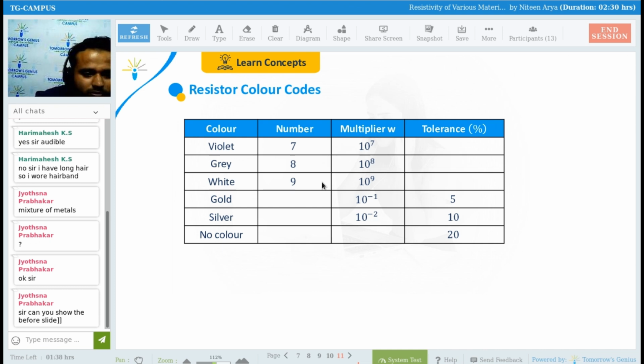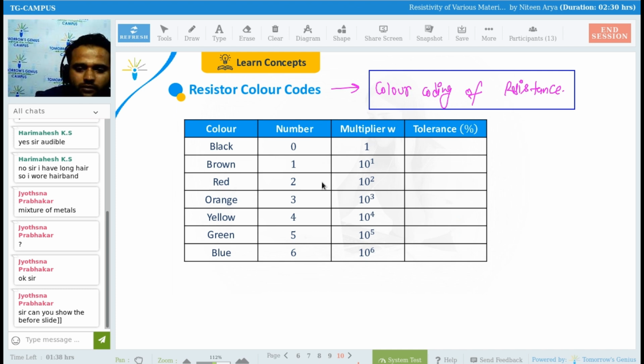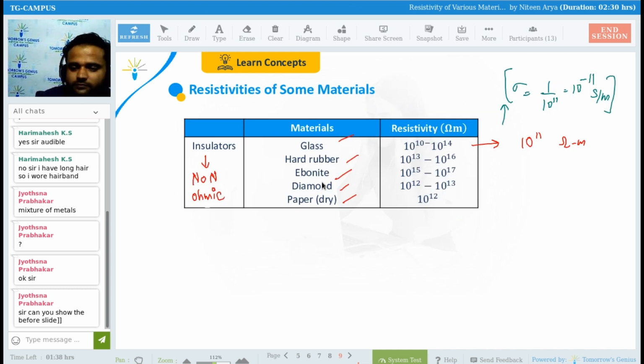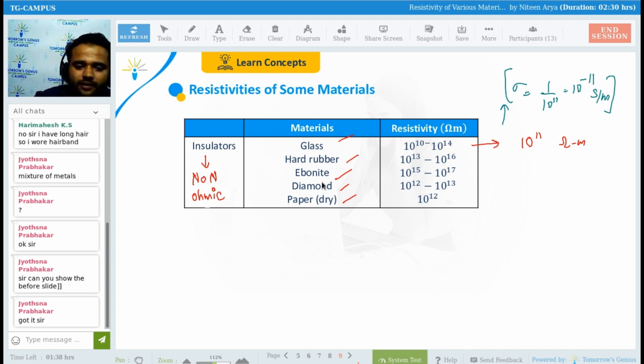Okay. Sir, can you show the before slide? Which slide is better, this one or this one? Which particular slide are you talking about? Jyotsna, this one or the next one?